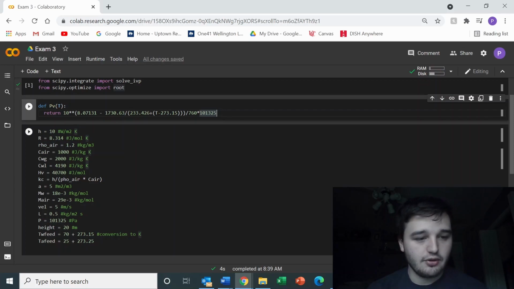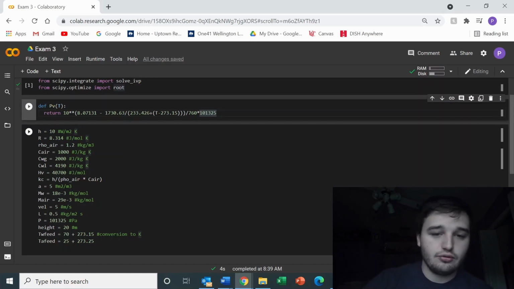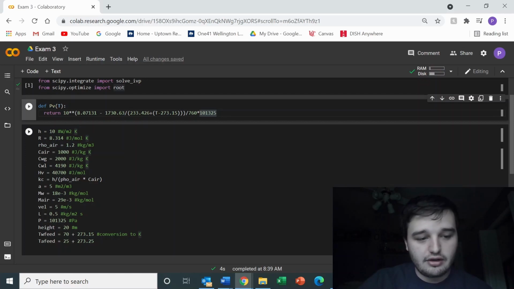And then we also need to know the heat capacity of the water as a gas and as a liquid. As a gas, it's 2,000, again joules per kilogram Kelvin. And as a liquid, water has a heat capacity of 4,190 joules per kilogram Kelvin. Moving on to the heat of vaporization, it's 40,700 joules per mole. And then using the Lewis relation, we know that the mass transfer coefficient Kc is equal to the heat transfer coefficient over the volumetric heat capacity, which in this case would be the density of the air times the heat capacity of the air.